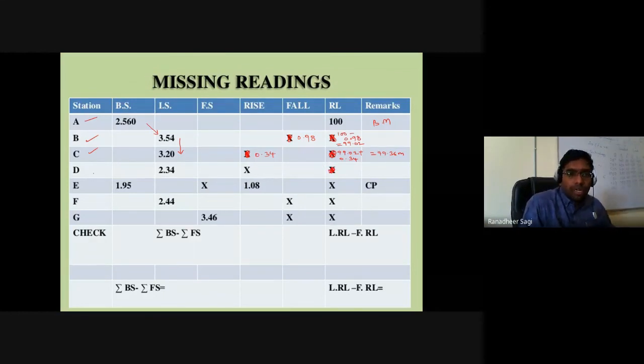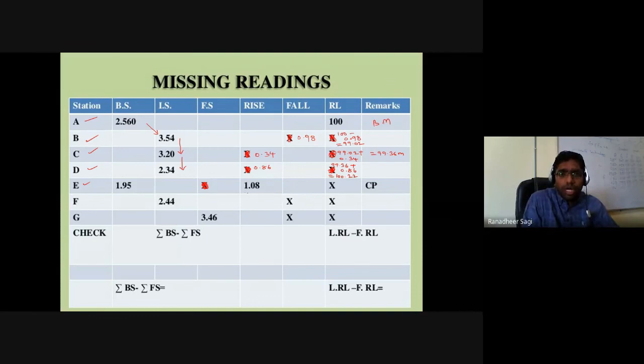Okay. Next, coming to point D. In the case of point D also, the rise data is missing. So the difference of these two values, 3.2 minus 2.34, is positive, so obviously represented under rise. And RL of point D is RL of point C, which is 99.36, plus it is a rise at point D, so plus 0.86, 100.22.